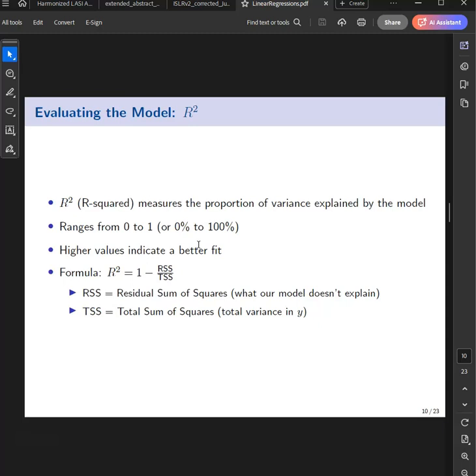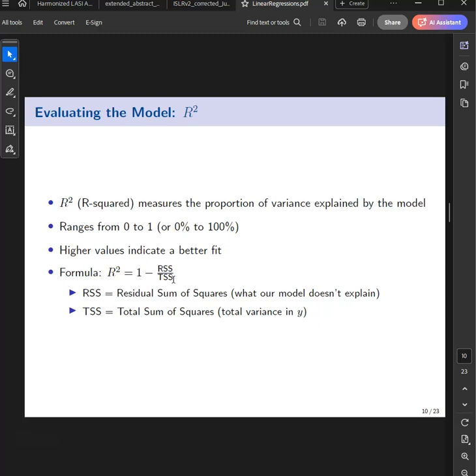The formula for this measure shows that it equals 1 minus the ratio of the residual sum of squares to the total sum of squares. Residual sum of squares represents what our model does not explain, while total sum of squares represents the total variance in y. So this ratio tells us what fraction of the variance remains unexplained, and subtracting from 1 gives us the fraction that is explained.